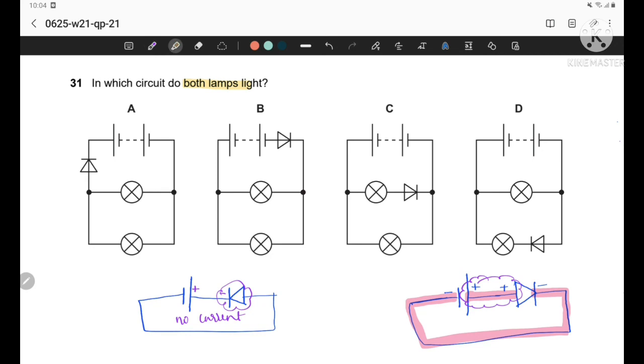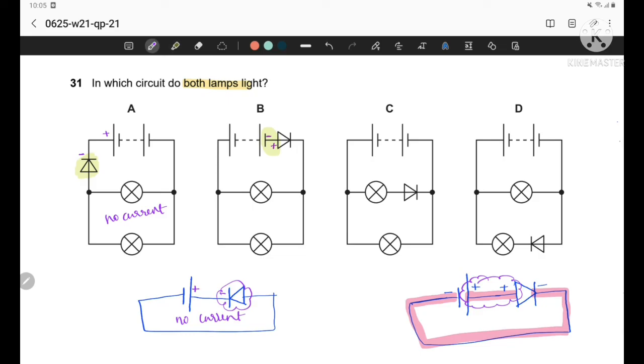Now we can look at each option. In option A, the positive side of the cell is connected to the negative side of the diode. So this diode will block the current as it is reverse biased. Therefore, there will be no current in this circuit. No current will be flowing through the circuit. In option B, again we can see the negative side of the cell connected to the positive side of the diode. So again here it is reverse biased. Therefore, no current will be flowing through circuit B.